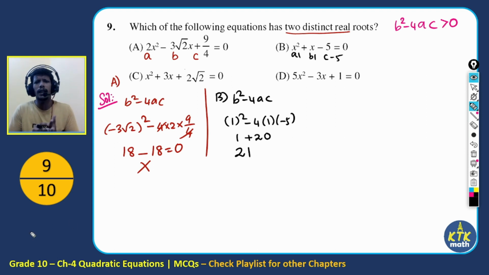Is it right what I am doing? Yeah, 1 b square is 1. I'm checking the answer, minus 4ac. Yeah, 21 is greater than 0. Therefore your option is correct.